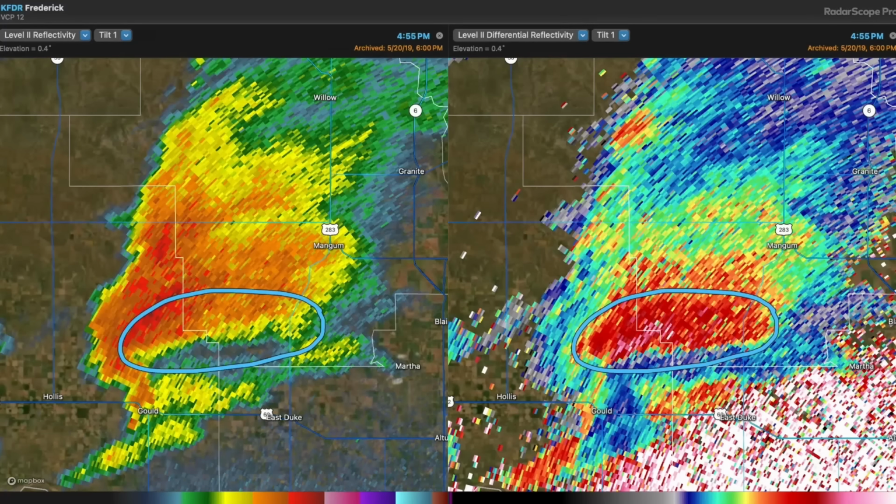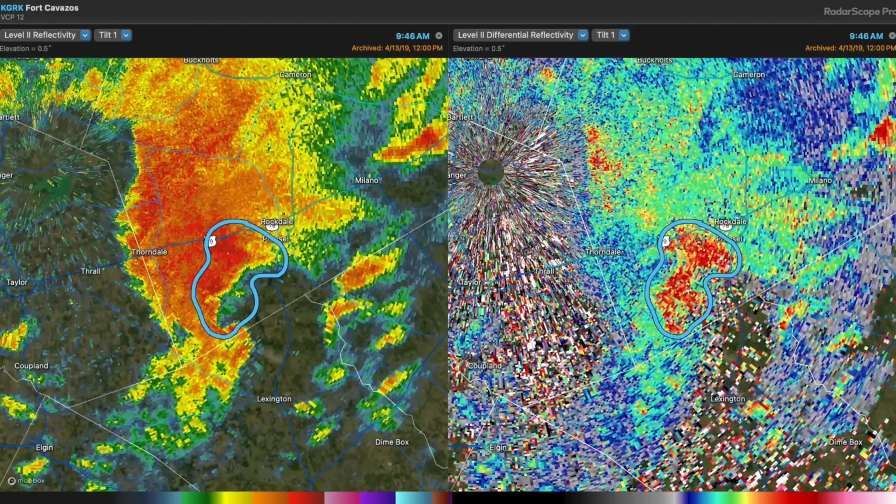Therefore, because the ZDR arc is tied to environmental storm relative helicity and streamwise vorticity, a ZDR arc can be a sign that tornado genesis may soon occur. The development of a ZDR arc can signal that a storm is experiencing increasing storm relative helicity and potentially greater streamwise vorticity ingestion, both precursors to tornado production.